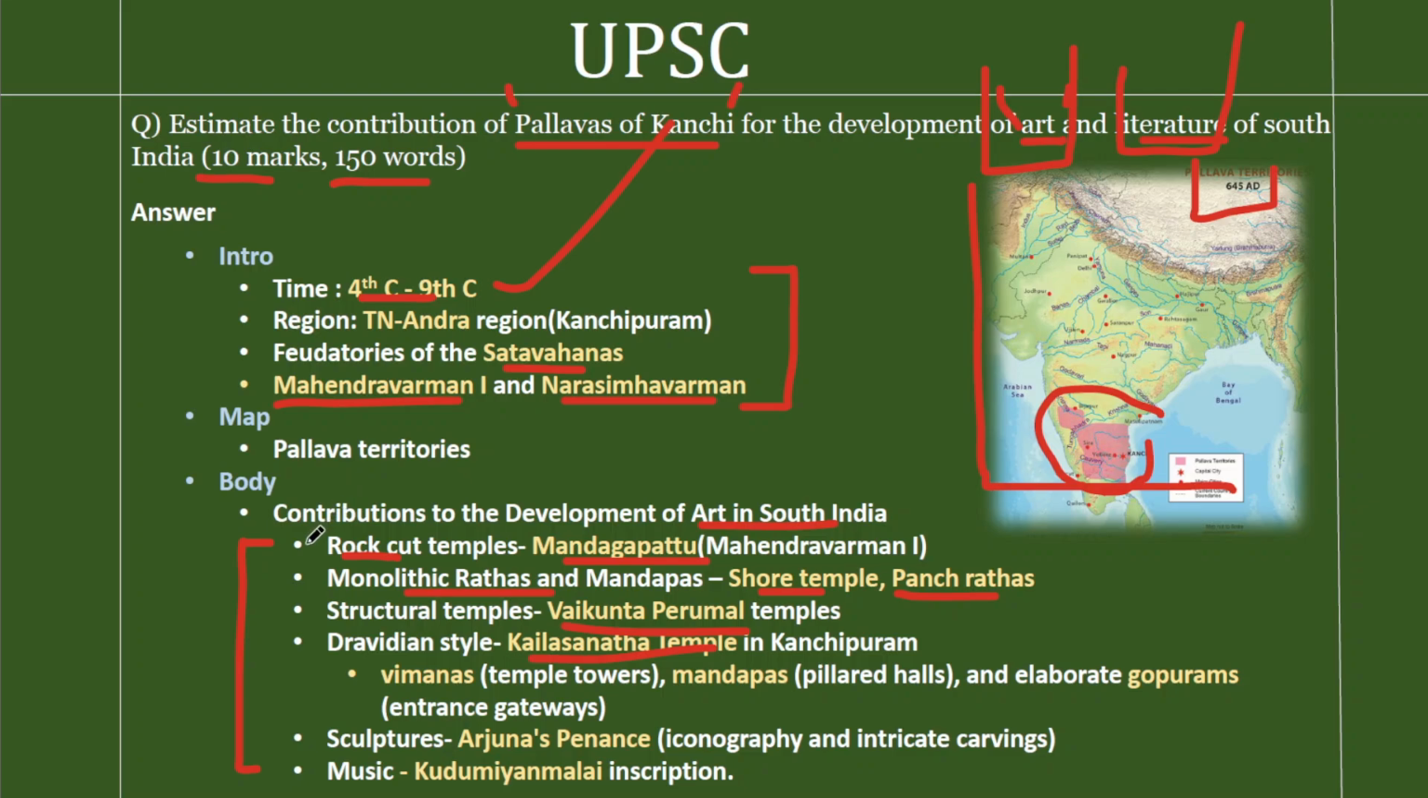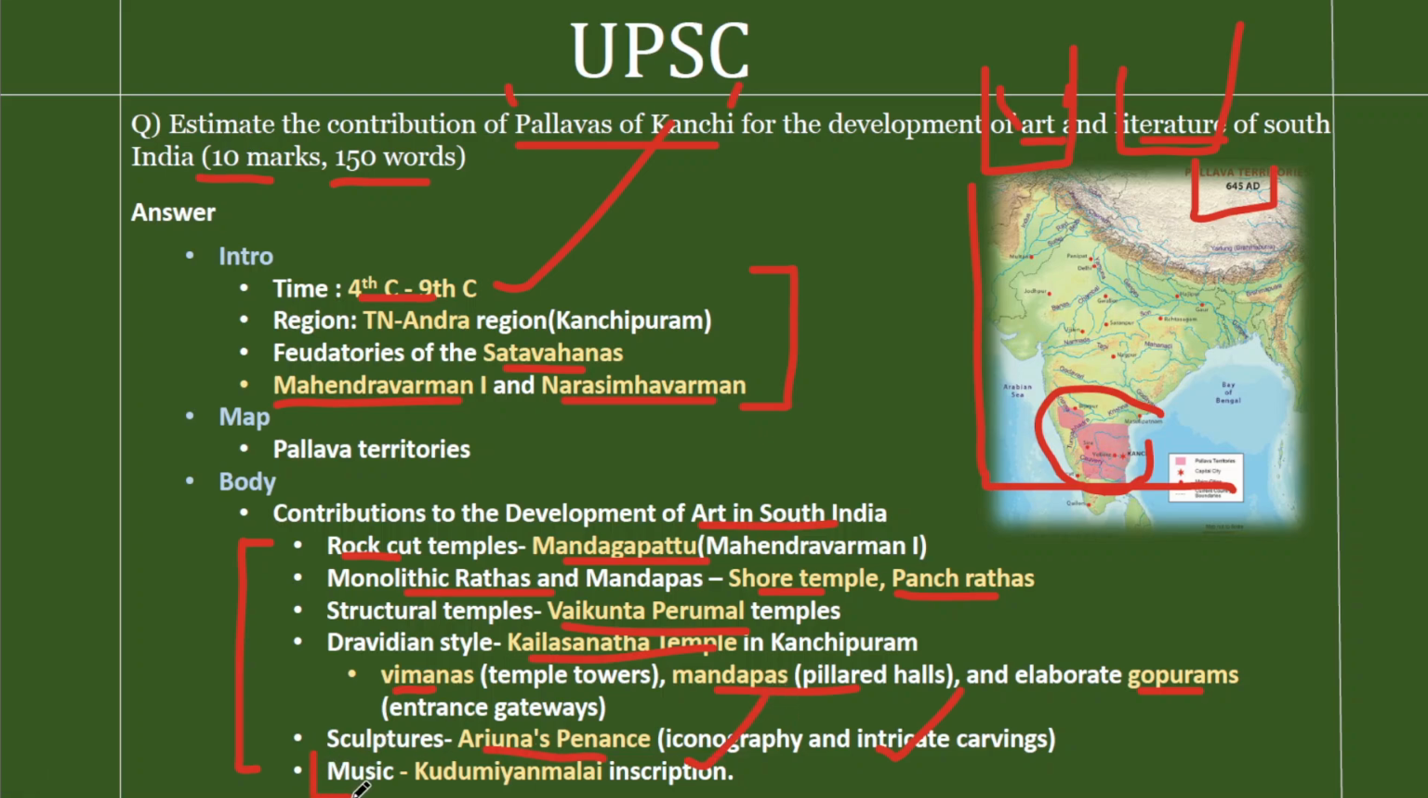So within the architecture, you can have a fourfold division and you can have 4 different examples for that. Within the Dravidian style, you can give specific features like Vimanas, which are the temple towers, Mantapas, which are the pillared halls, elaborate Gopurams or the entrance gateways. Then let's come to the sculpture. The most famous sculpture of all is the Arjuna's penance or the descent of the Ganges. It's in Mamallapuram. It's known for its intricate carvings and iconography. So that can be clearly given.